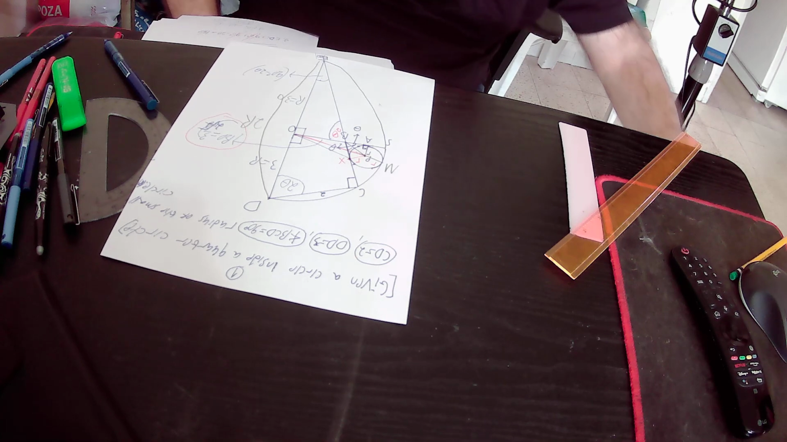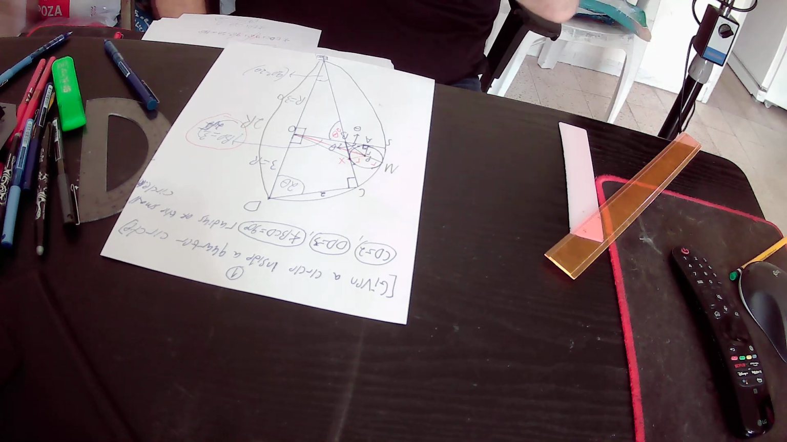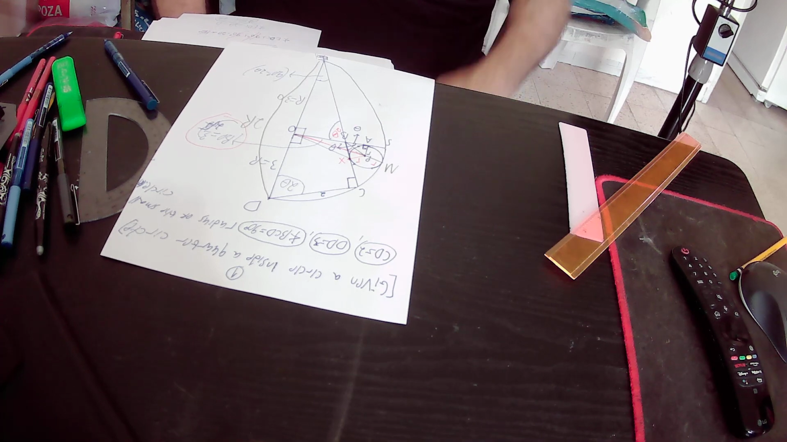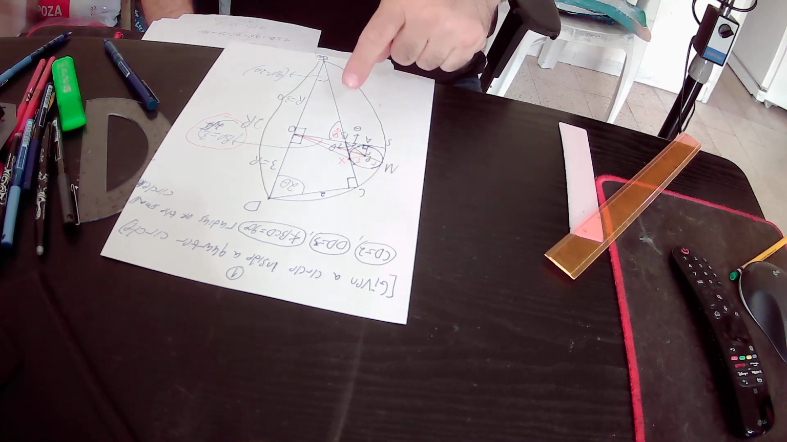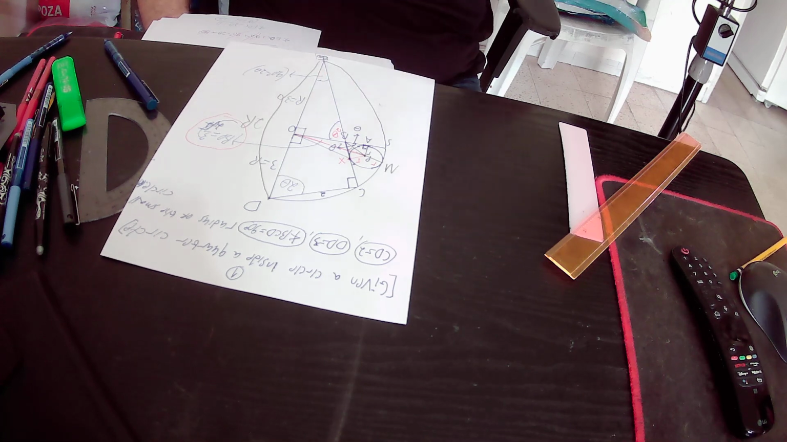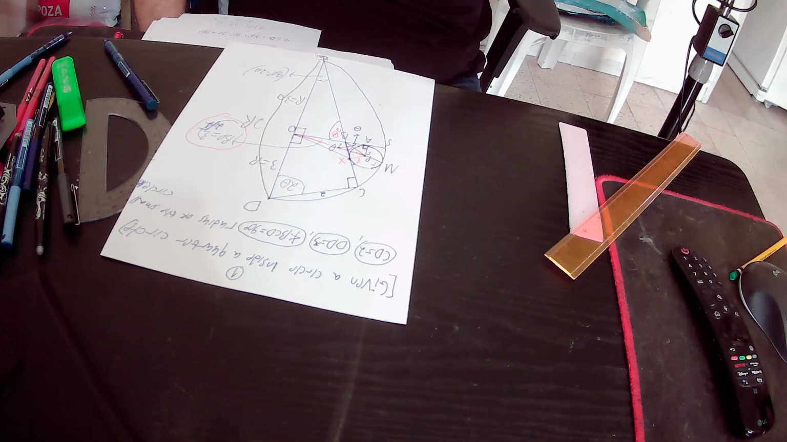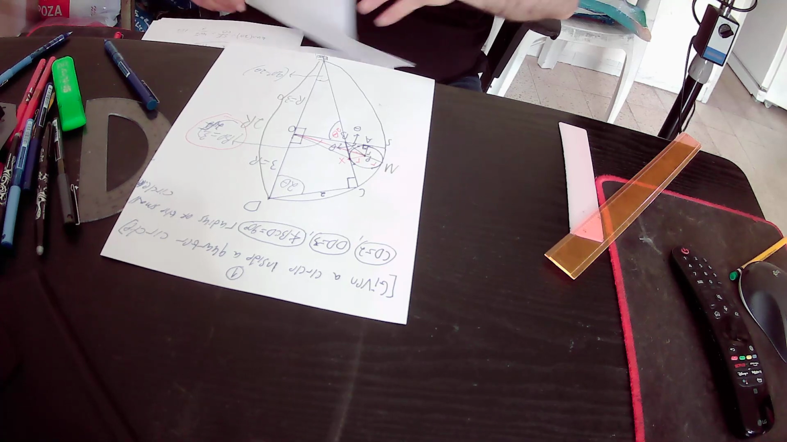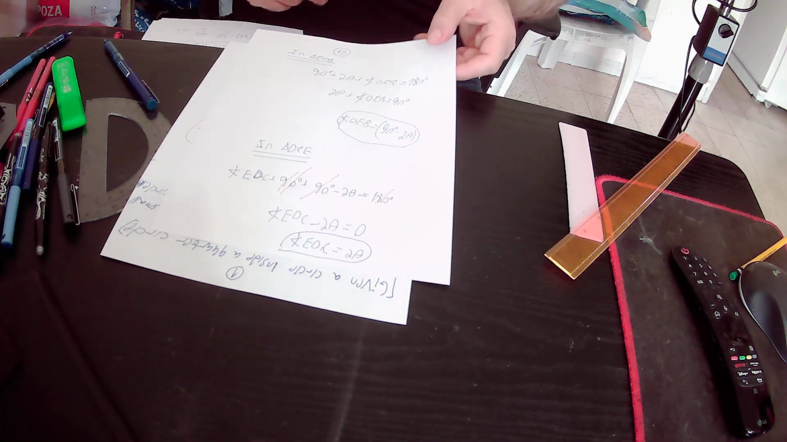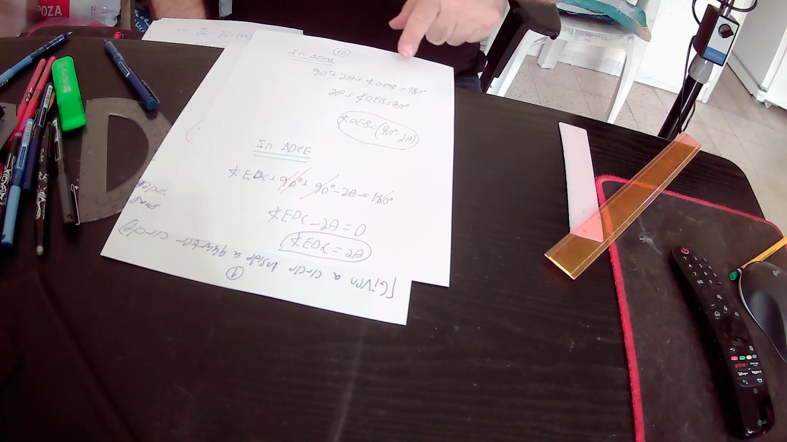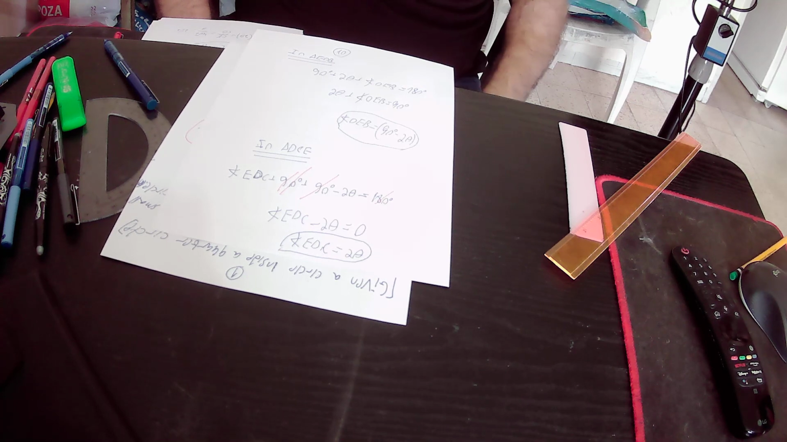And we know that the sum of the angles in any triangle is equal to 180 degrees, and especially in the right triangle, triangle EOB, the sum of the angles is equal to 180 degrees. That is to say, 90 degrees plus 2 theta plus the size of angle OEB must be equal to 180 degrees.